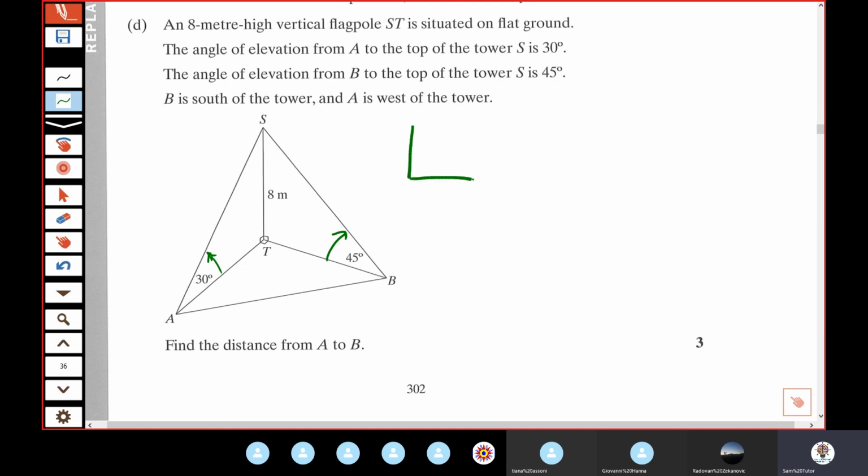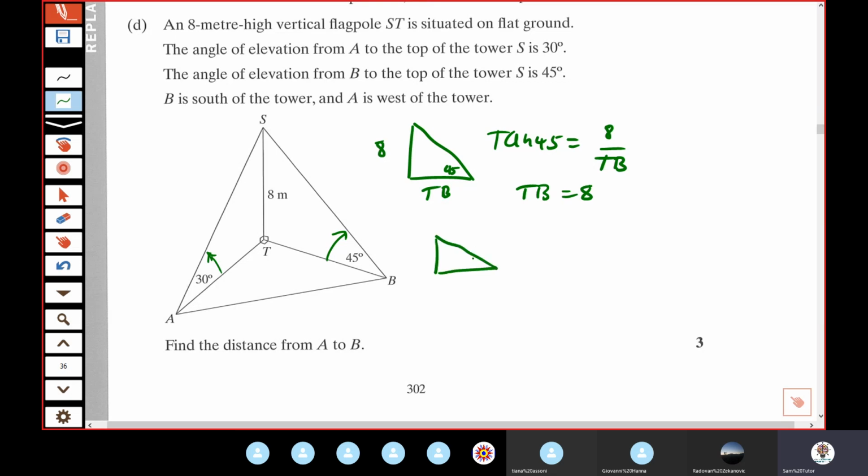So there's your triangle, there's 8, there's 45, and that's TB. So opposite over adjacent. Tan 45 equals opposite over adjacent. Tan 45 should be 1. So then you'll get TB is equal to 8. And then do it again.